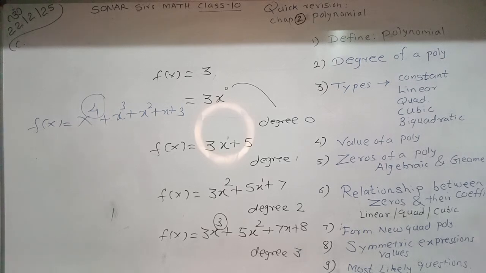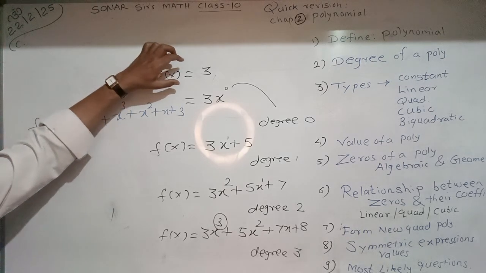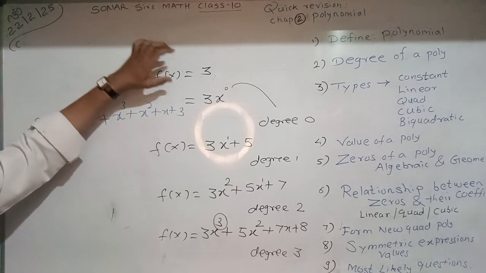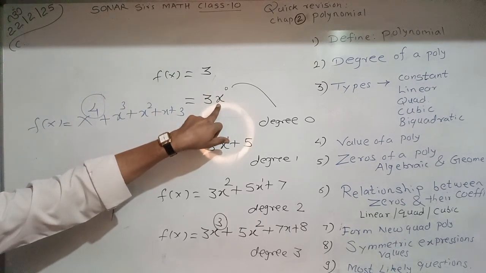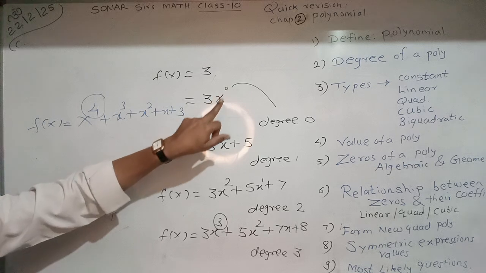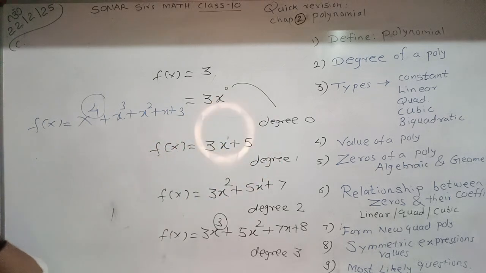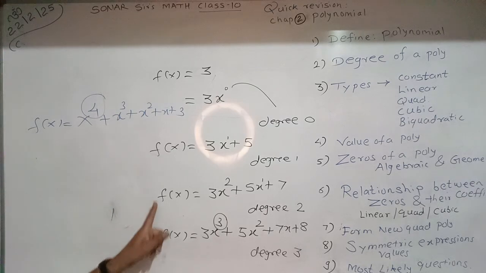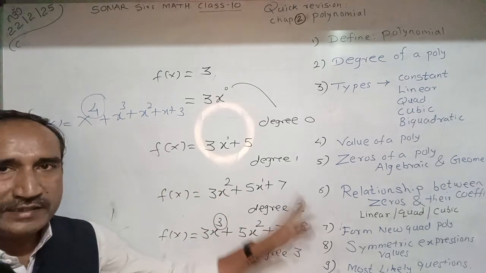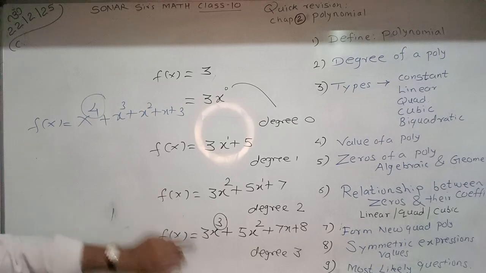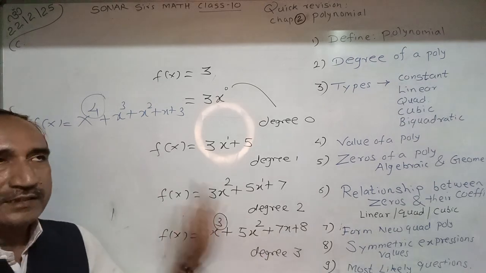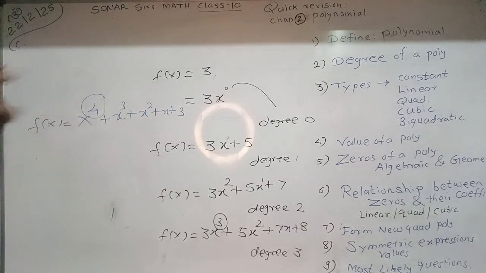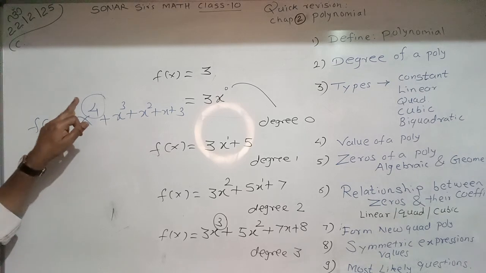So again, let's revise. What is a constant polynomial? A constant polynomial whose variable power is 0, that is degree is 0. Linear polynomial, degree is 1. Quadratic polynomial, degree is 2. Cubic polynomial, degree is 3. And biquadratic polynomial, degree is 4.